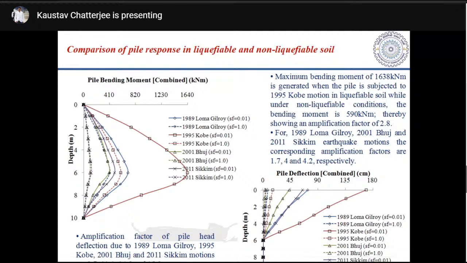Okay, so we can conclude from this that the time duration and frequency content of an earthquake motion play a much more vital role, as compared to the bedrock level acceleration of any earthquake motion, in analyzing any geotechnical earthquake engineering related problem.